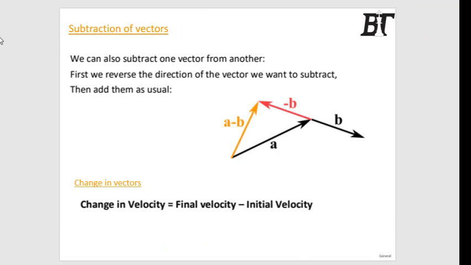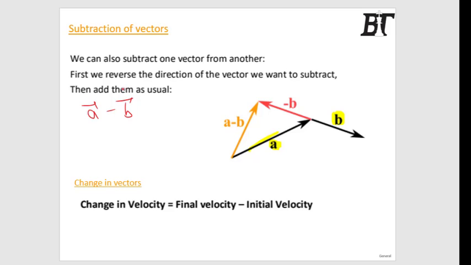Then we studied subtraction of vectors. So here you can see two vectors. This first is A vector like this, and the second is B vector like this. Now what we want to do is we want to calculate A vector minus B vector.